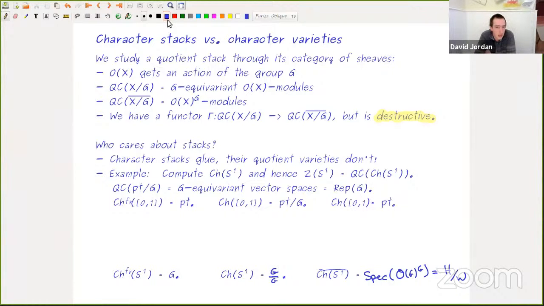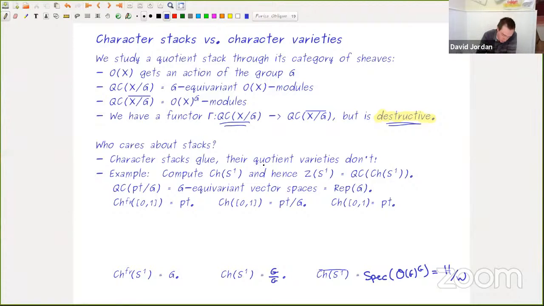So when people talk about character varieties, what they're usually doing is instead you take that same algebra of functions, you look at the subalgebra of G invariants, and you just study its modules directly. Okay. And the key thing I want to emphasize is that there's a functor from the category associated to the stack to the category associated to the variety, but it's destructive. So it loses information, and what it loses in this case is the glue that you need in order to have a TFT. So I thought before moving on, it would be interesting to do a sort of baby example where you see this. So the motto is that character stacks glue and their quotient varieties don't.